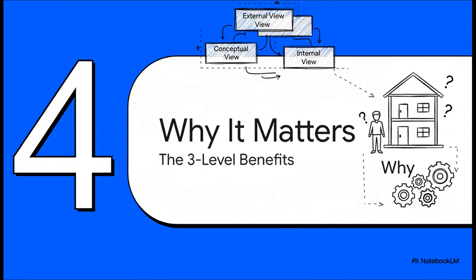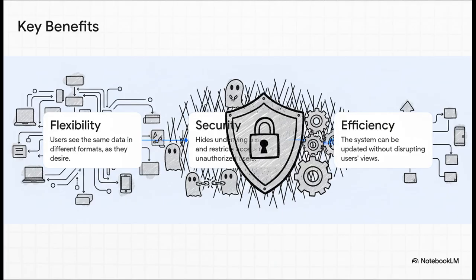So, why is this three-story design so brilliant? Why does this whole separation of views matter so much in our daily lives? It really all boils down to these three massive advantages. First, you get incredible flexibility. Different teams can look at the exact same information, but in a way that actually makes sense for their job. Then you get rock-solid security, building walls so people only see the data they're supposed to. And finally, you get a huge boost in efficiency.